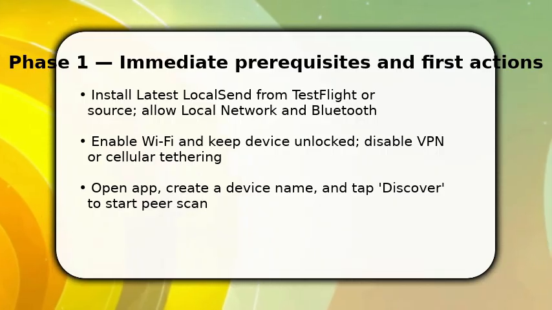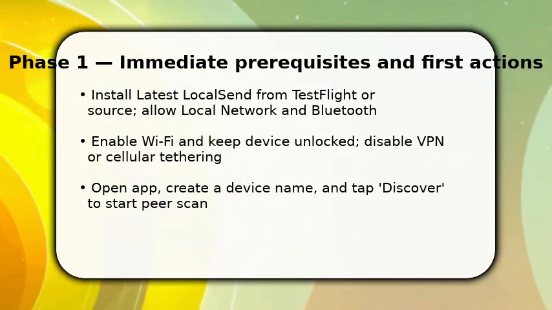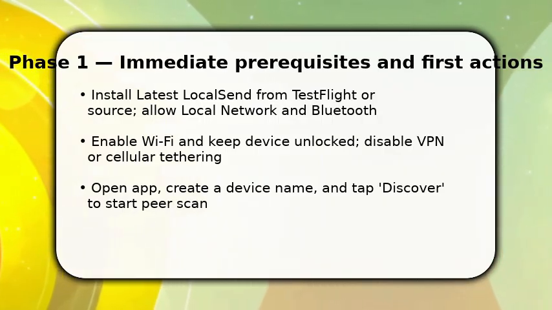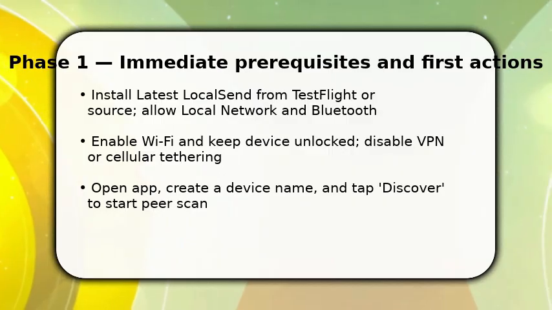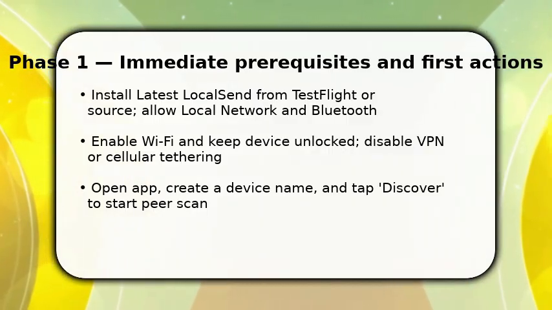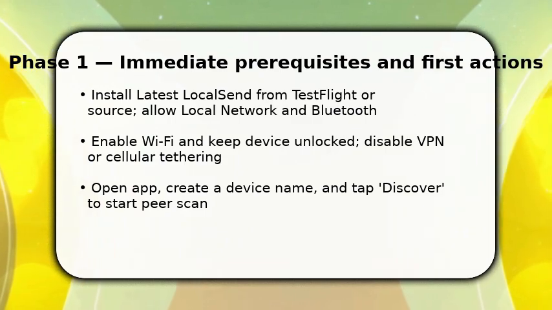Tap Discover and let the app scan. You should see nearby devices broadcasting. If nothing appears, make sure both devices are on the same Wi-Fi or one is in hotspot mode. This gets the connection handshake going, which LocalSend uses to negotiate a direct transfer.